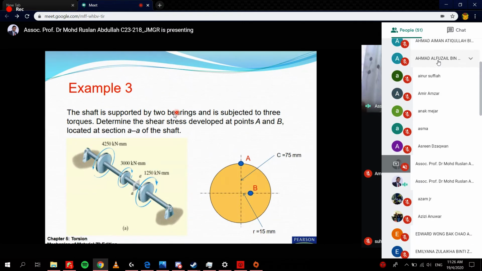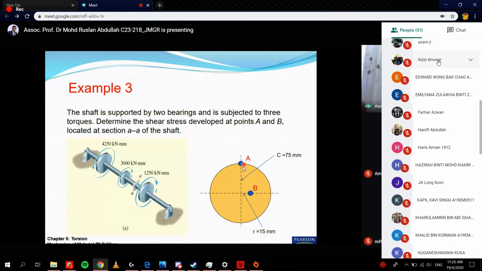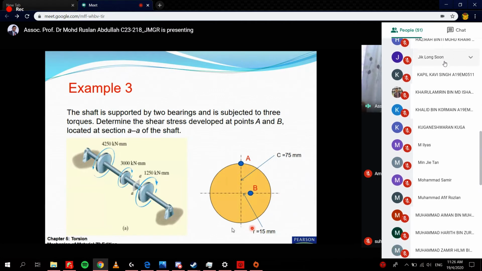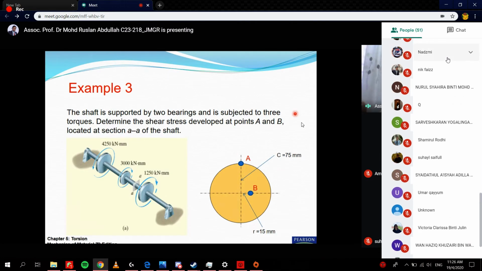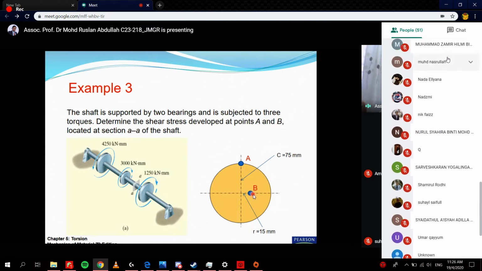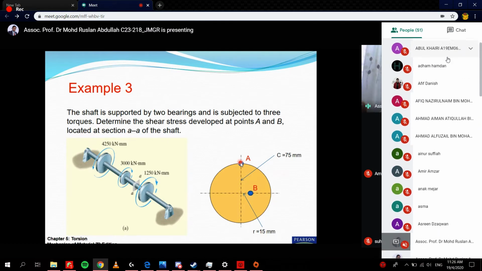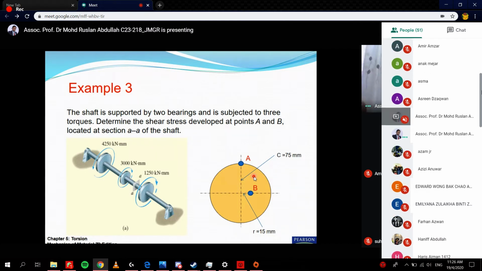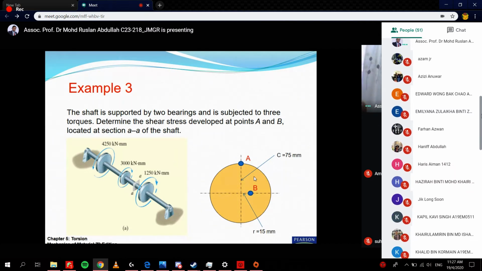Okay, so in this case, we want to determine the shear stress developed at point A. Point A is the outer layer of the shaft. This is the cross section of the shaft, and the shear stress at point B. So we have to determine the shear stress at point A and point B.